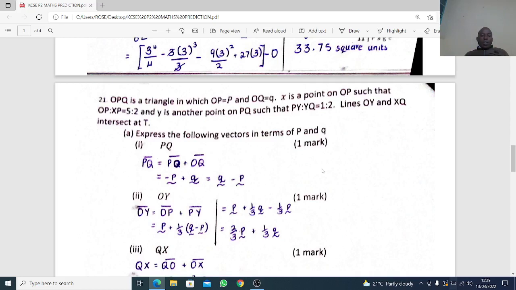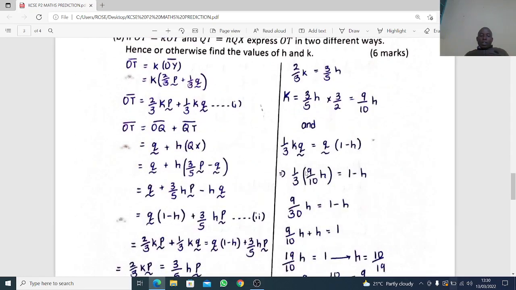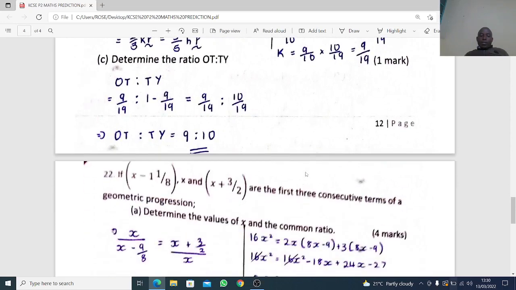OPQ is a triangle in which OP equals p and OQ equals q. X is a point on OP such that OP to XP is 5:2, and Y is another point on PQ such that PY to YQ is 1:2. Lines OY and XQ intersect at T. Express the following vectors in terms of p and q.